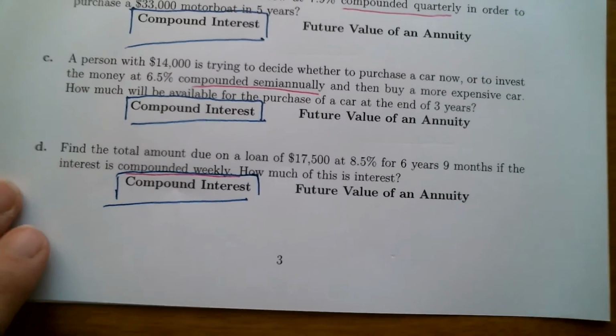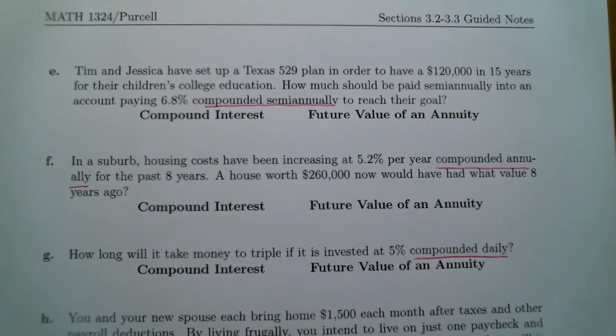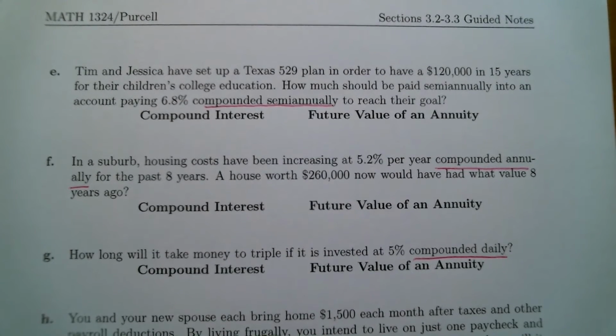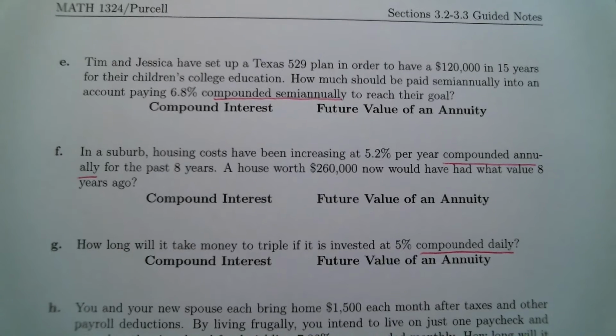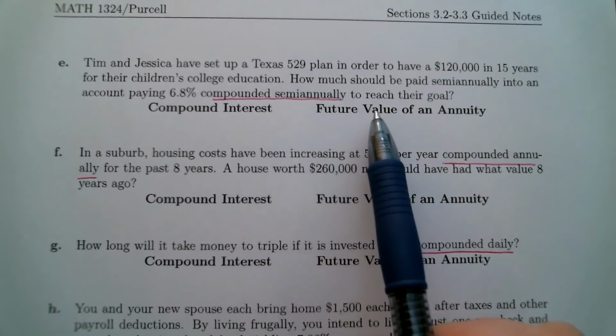All right. So next set of questions. For part E, let's go up here. Tim and Jessica have set up a Texas 529 plan in order to have $120,000 in 15 years for their children's college education. How much should be paid semi-annually into an account paying 6.8% compounded semi-annually to reach their goal?